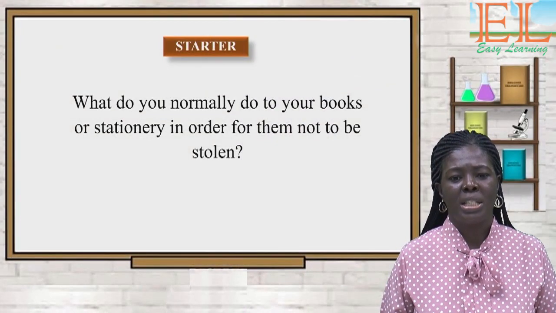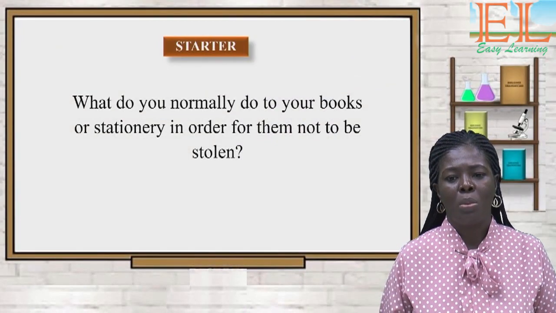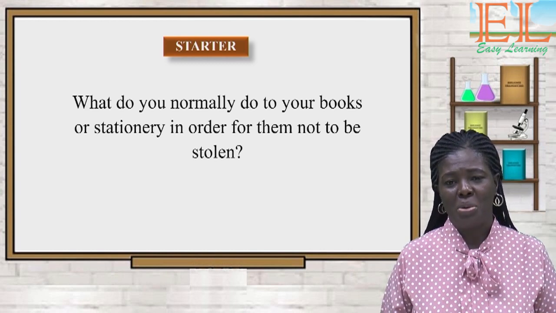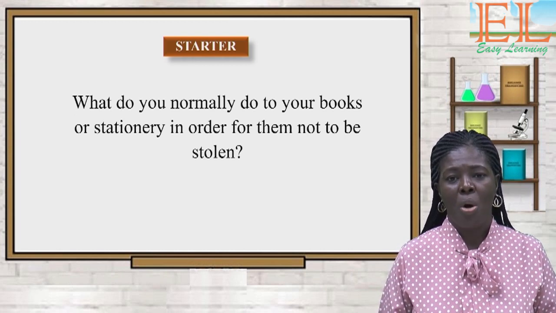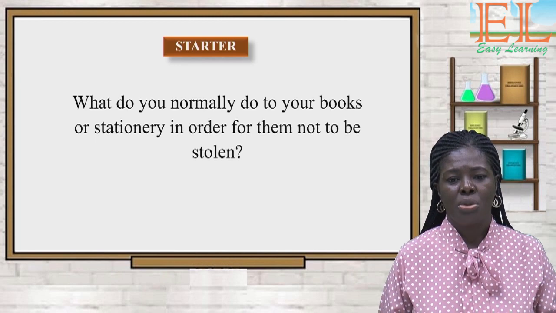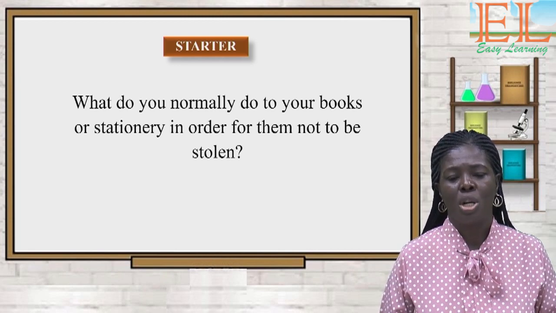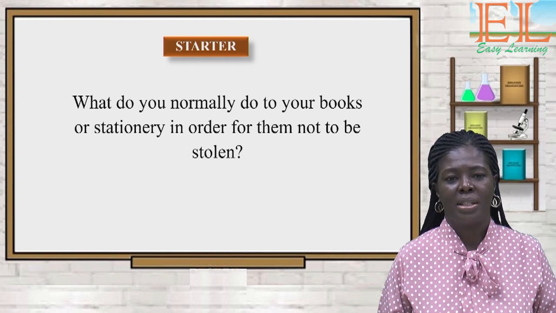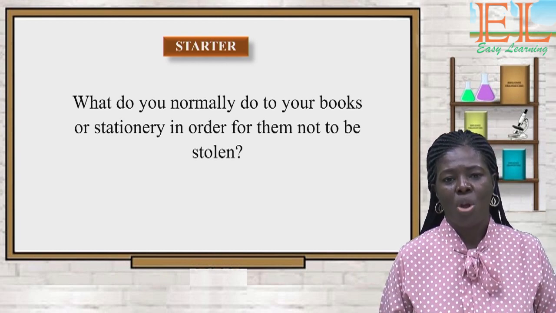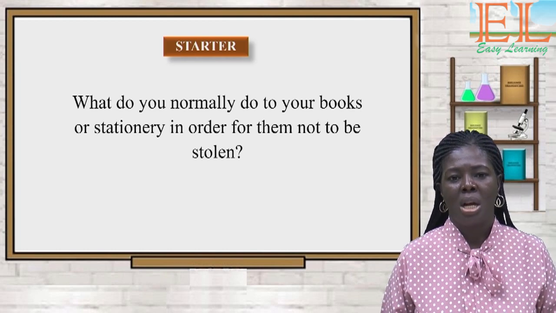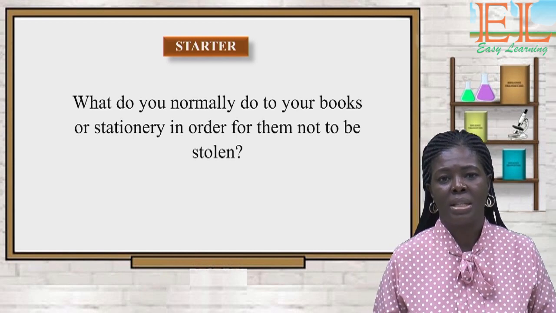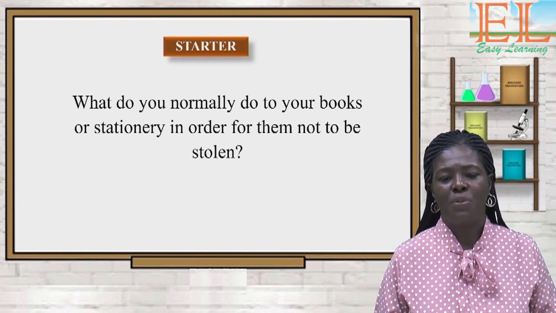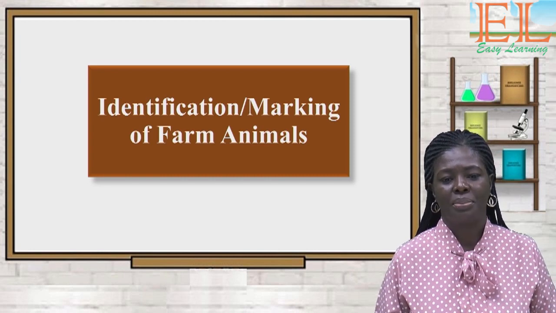In a class, for your books or stationery not to get missing or stolen, what do you normally do to them? Good. You'll be thinking, I'll write my name, or maybe I'll use a permanent marker to indicate that this book belongs to me. Fine. In animal production, we also do likewise, so that we'll be able to identify our animals. This brings our topic for today, identification of farm animals.